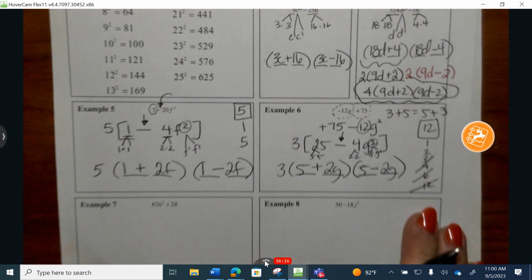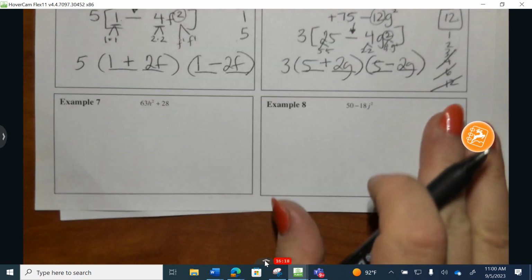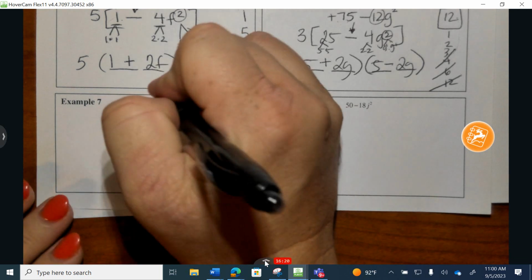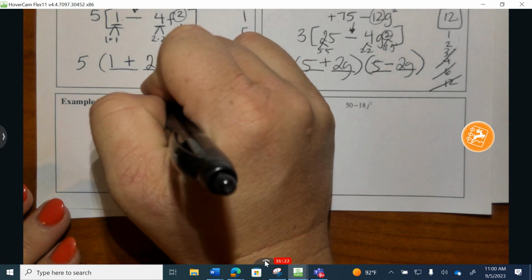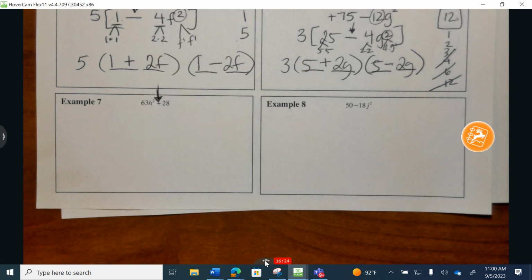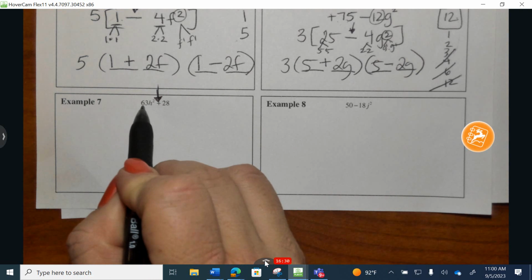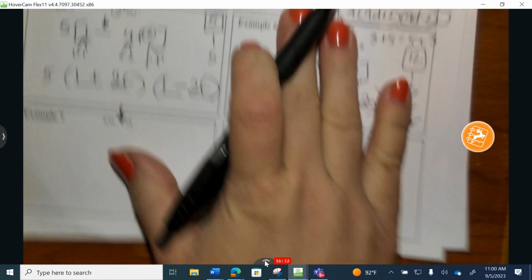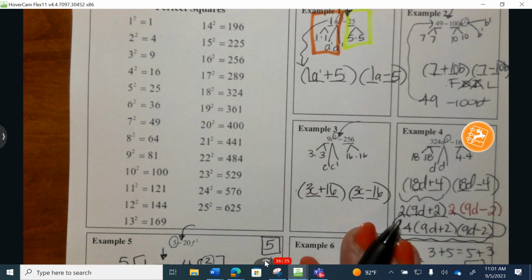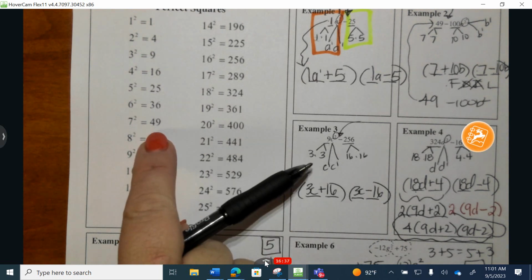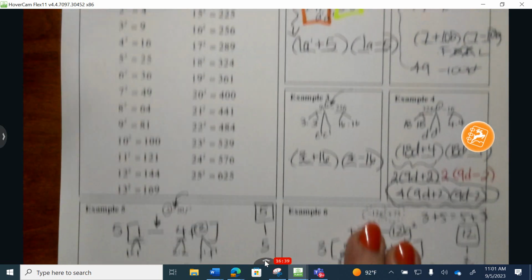Let's move on right now to example 7. Now the first thing I see is I don't have subtraction. So I'm not going to be able to factor in the same way that I've done previously. It's going to have to be a little bit different. So I find 63 and 28, and maybe I don't recognize the plus sign, and I'm like, oh, 63 is not here, 28 is not here.